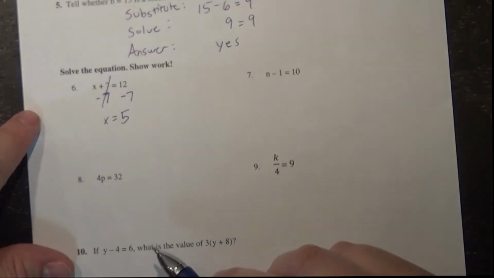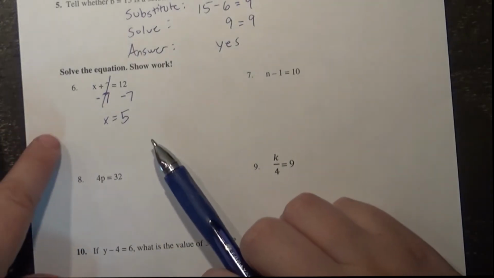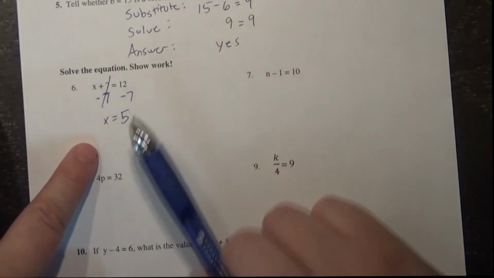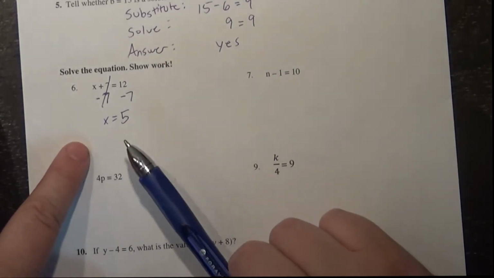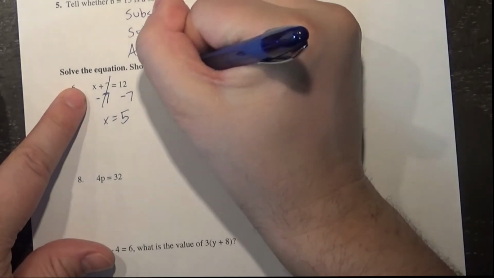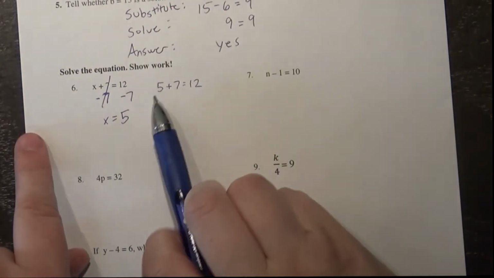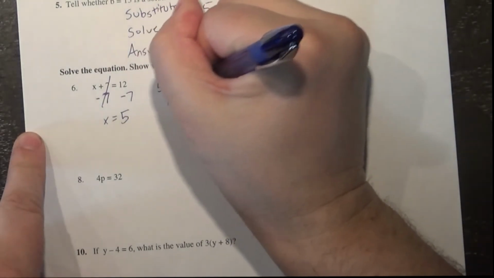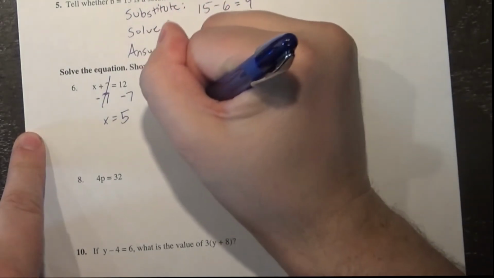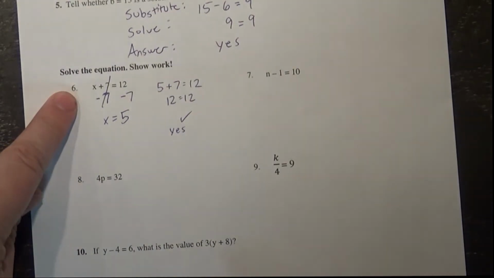So x equals 5. Now, I always want to check my work here, and I can guarantee I've got this right by just doing what I did up here in number 5, that's substitute and solve an answer. So let me plug in where that x was, the 5. So I have 5 plus 7 equals 12. Let me add it up. 5 plus 7, that's 12. And look at that, 12 equals 12. So I'll say, yes, that's true. I'm guaranteeing that number 6 is correct.